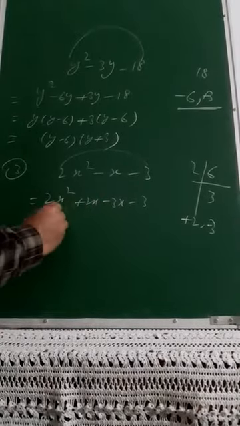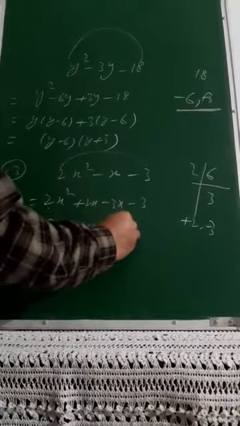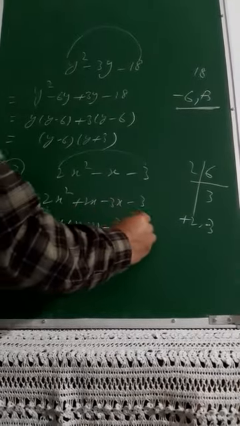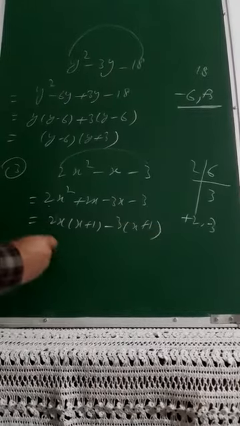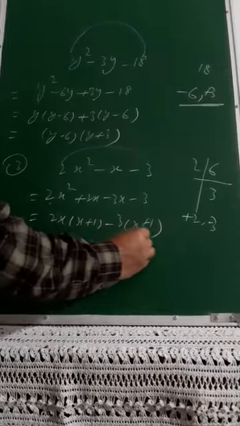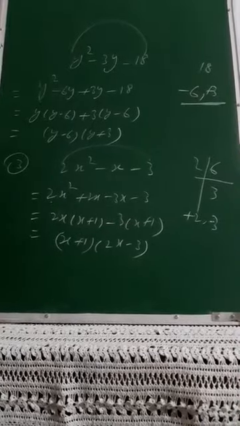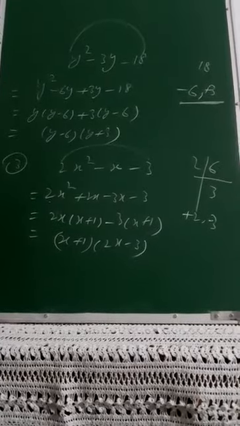So in these two, again 2x is common, so x plus 1. Again here minus 3 is common, so here again it is x plus 1. Whatever is there in this bracket, same will be there in this bracket. So finally you are getting x plus 1 into 2x minus 3. So that will be the answer, x plus 1 into 2x minus 3 for your third question.